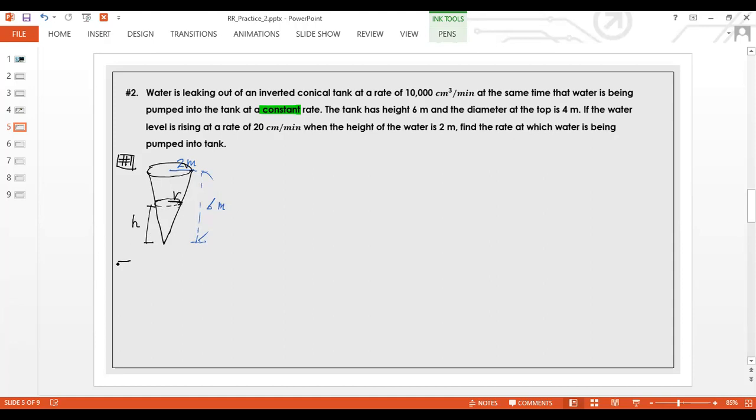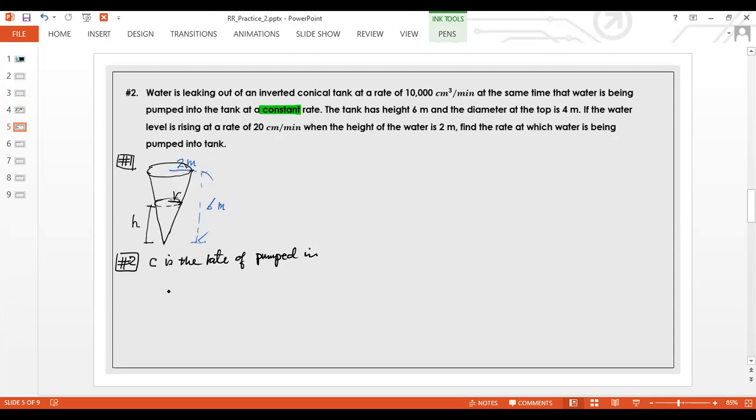Now let's see how we set it up, right? Okay, so let's put all the variables we know. We said we pump water into the tank at a constant rate. So let's say C is the rate of the water pumping in. And also the water going out at 10,000 centimeters cubed.